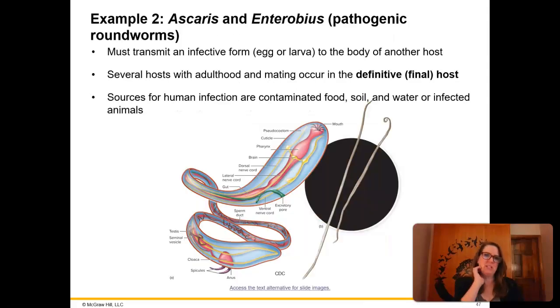So the other two that I'd like for you to know is Ascaris and Enterobius, and they're both roundworms. So we see a figure of that worm on the right, what it kind of looks like. It kind of looks like thick spaghetti. So we see that, and then you can see the inside of its body. So again, these things have all the things that they need to do to reproduce. They are passed from many hosts through adulthood, and then they mate in their final, what they call the definitive host, and begin to reproduce those eggs.